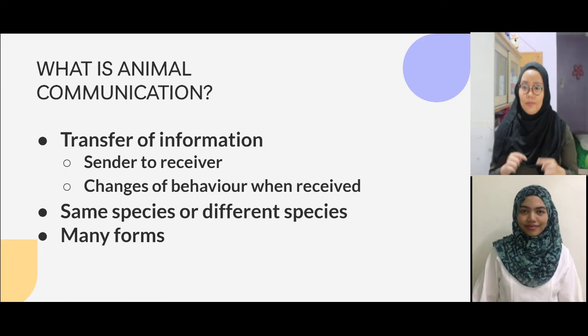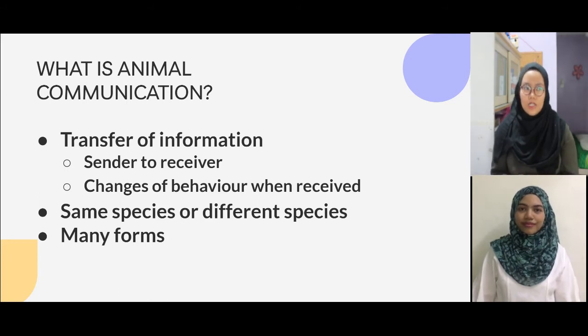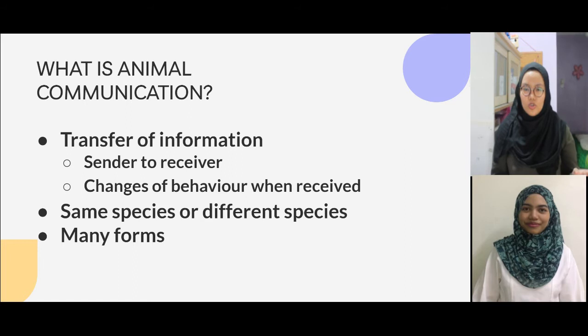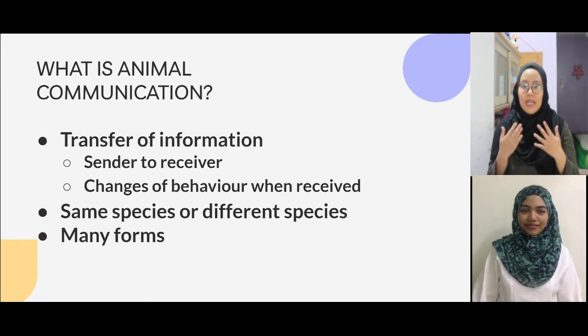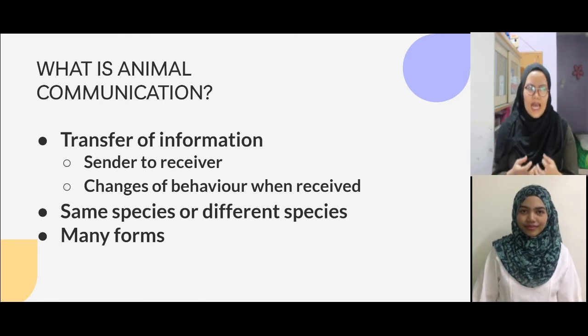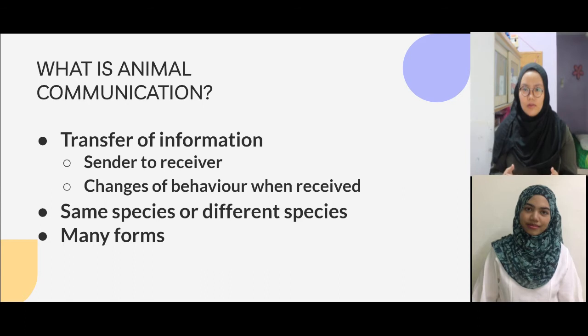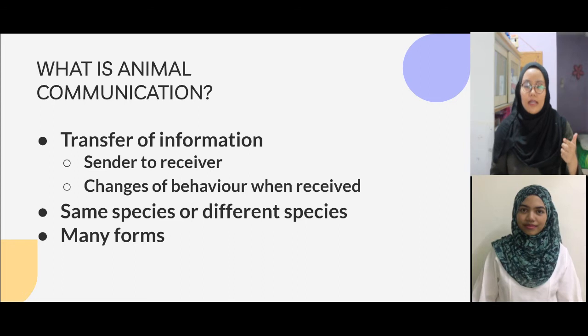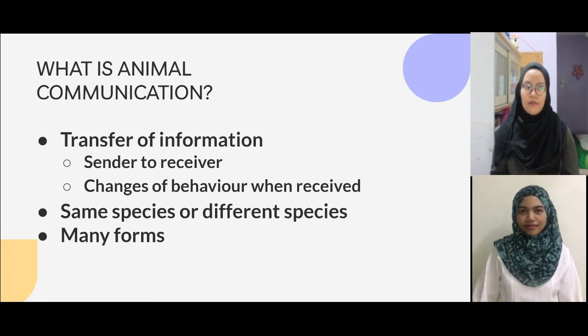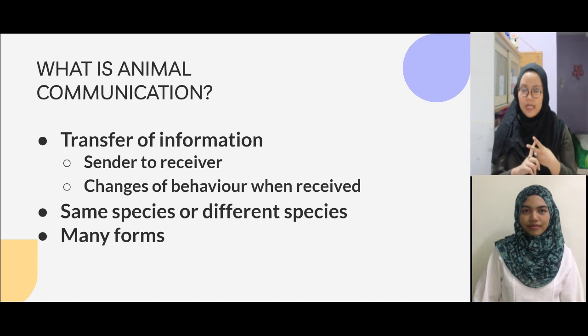Animal communication is a process of transferring information between one animal as a sender to another animal as a receiver, making changes of behavior when the animal receives the information. It usually happens between members of the same species as well as two animals of different species. Communication by animals can be in various forms, such as visual, auditory or vocal, touch, and thermal communication. But in this presentation, I would like to focus only on two common communications, which are vocal communication and visual communication.